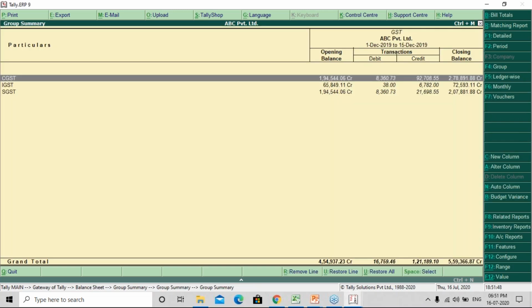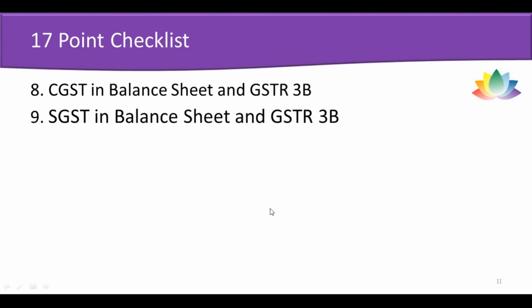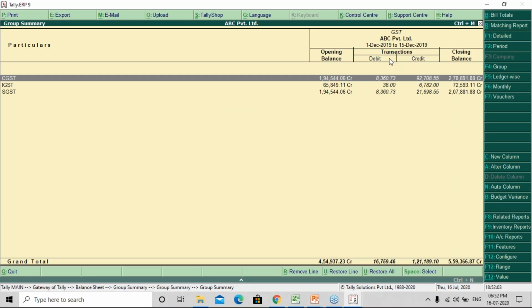CGST we have to check. Similarly, we have to check SGST. Similarly, we have to check IGST also. So CGST, SGST and IGST, all these three ledger balances, ledger transactions must be verified with GSTR 3B. So here I am getting CGST, IGST and SGST. We have to check liability side, that is credit side, as well as debit side, that is ITC side. This is the ITC, this is the liability.